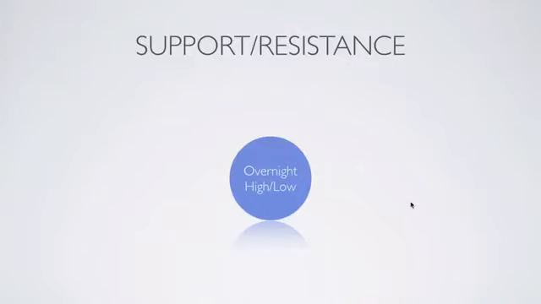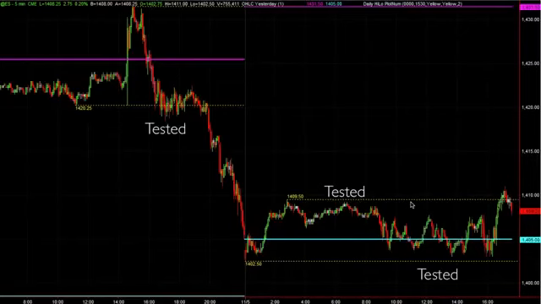The other support resistance level we look at is overnight high-low. Here you see yellow dotted lines. They give us the overnight high-low. Here you see a bounce at this support giving us a tested price level. That means we could go long with a limit order. Let's assume you went long with a limit order here.